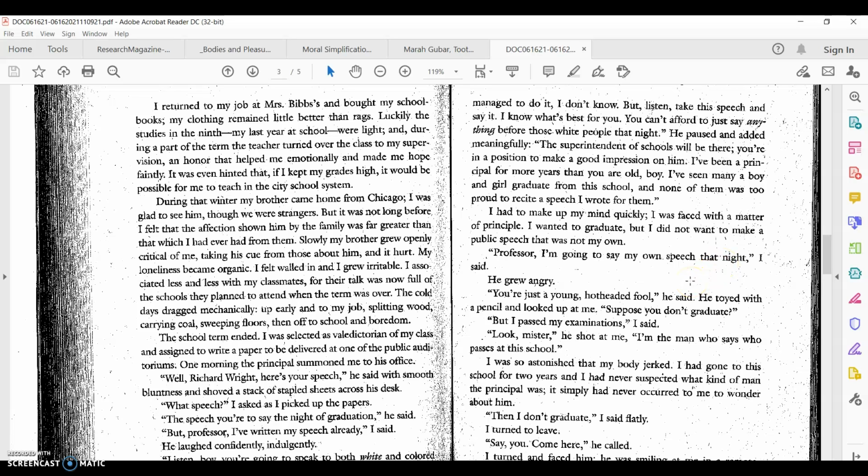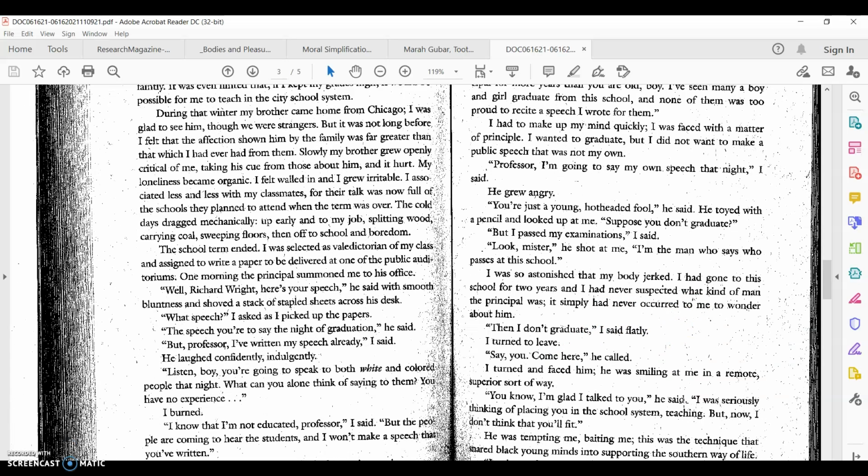He grew angry. You're just a young, hot-headed fool, he said. He toyed with a pencil and looked up at me. Suppose you don't graduate. But I passed my examinations, I said. Look, mister, he shot at me, I'm the man who says who passes at this school. I was so astonished that my body jerked. I had gone to the school for 2 years, and I had never suspected what kind of man the principal was. It simply had never occurred to me to wonder about him. Then I don't graduate, I said flatly.